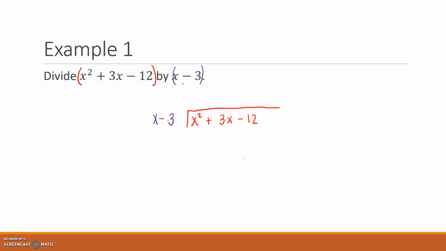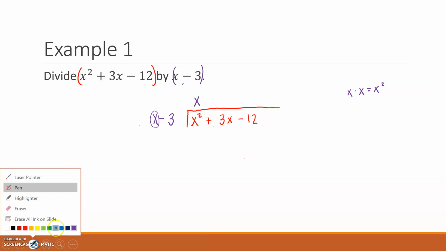So when we're doing long division, we're going to look only at this term for determining what is going to go above. We'll still use the -3, but when we're looking at this, we're going to say, okay, what do I need to multiply x by to get x squared? If I do x times x, I get x squared. So that means I'm going to put an x up here.